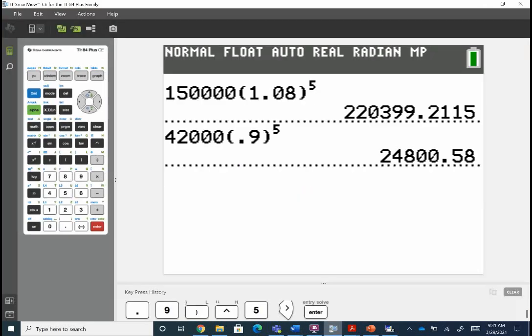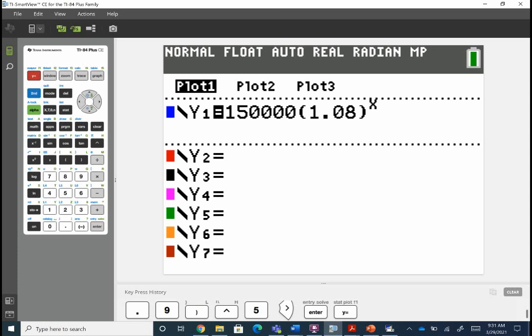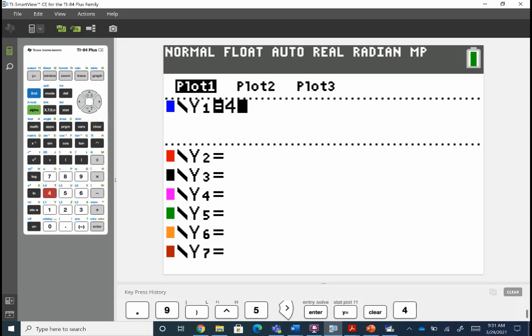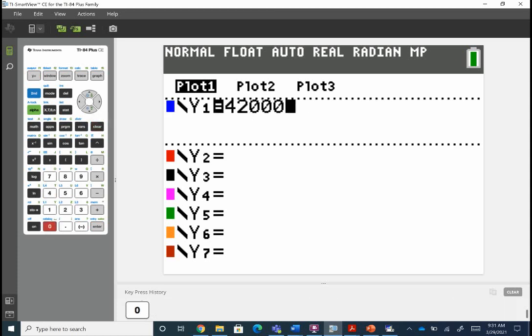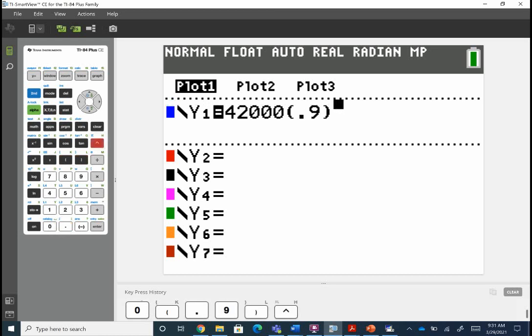Let's go to our calculator. Let's go to y equals. Clear out what's there. 42,000. We have 90%. And again, I can't use t, I have to use x.